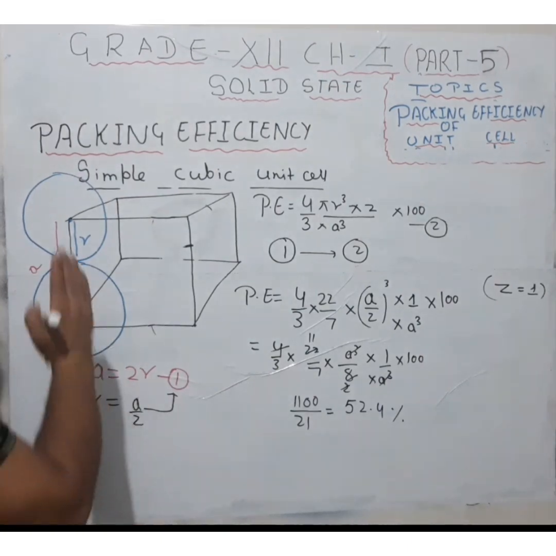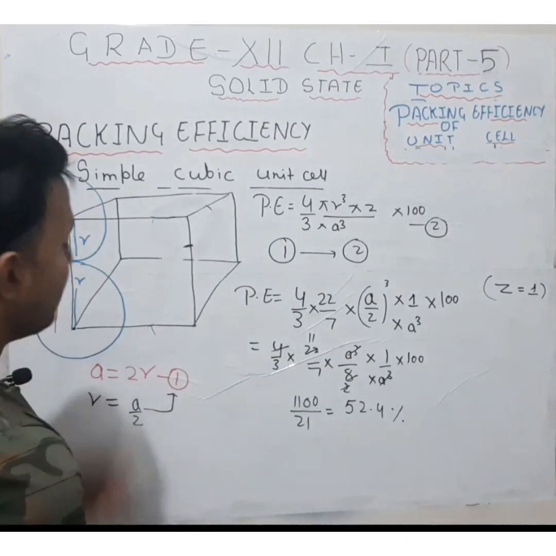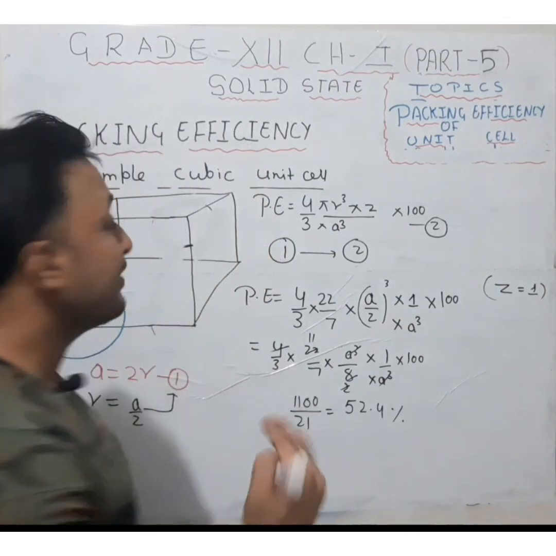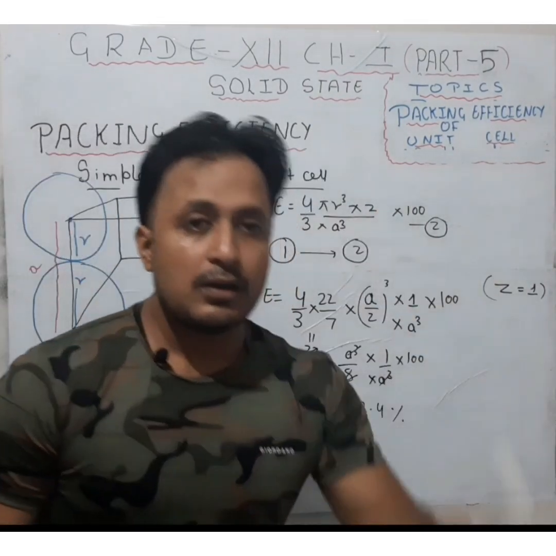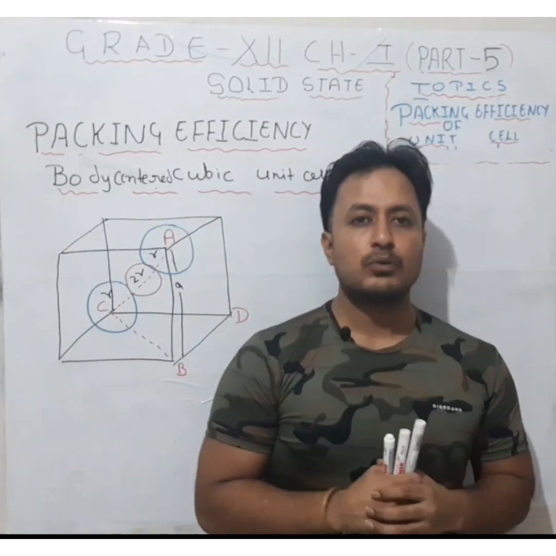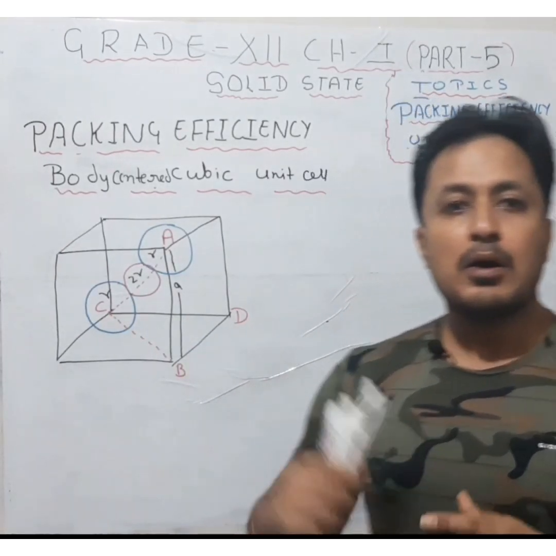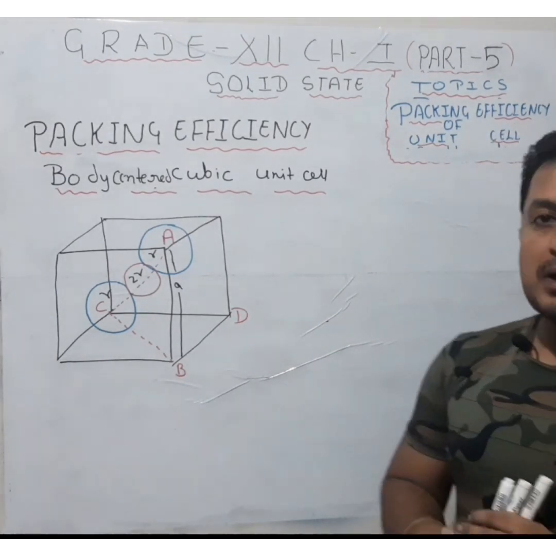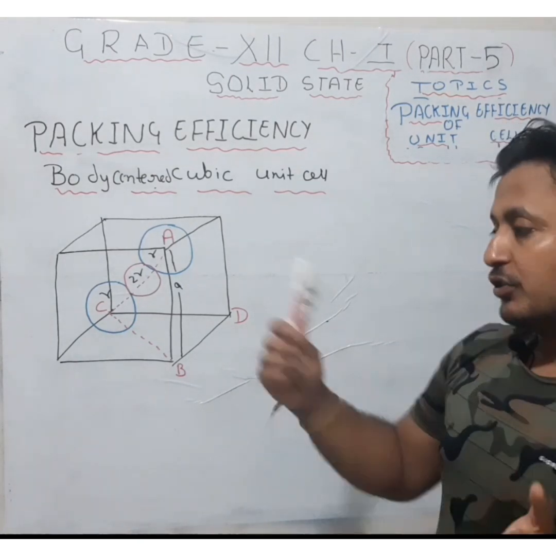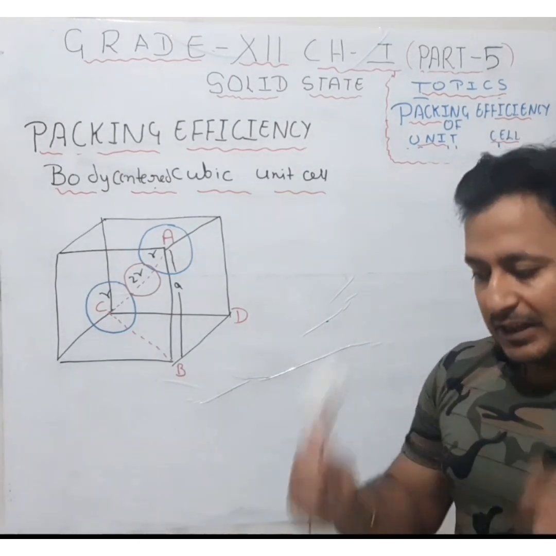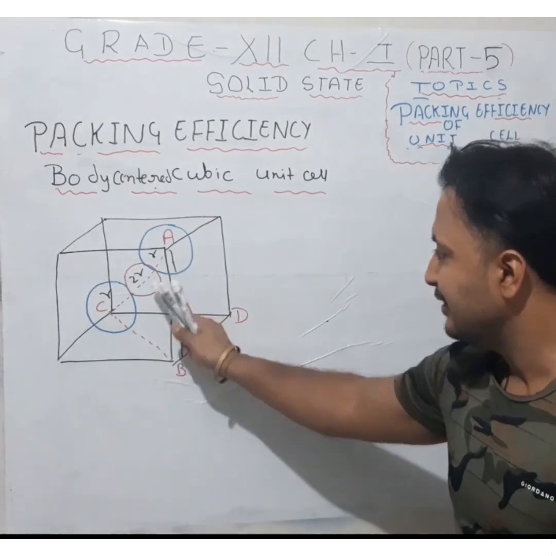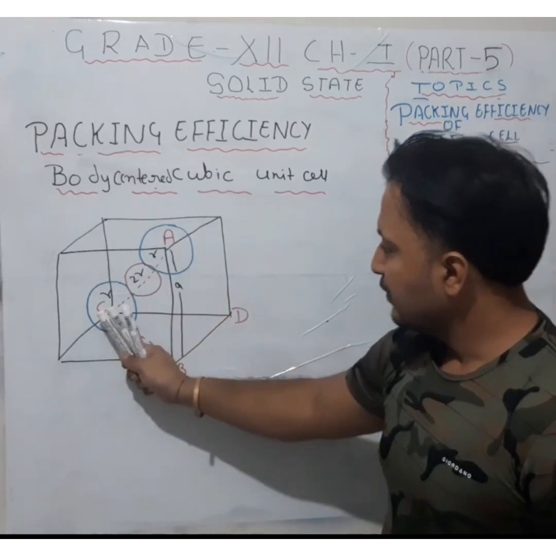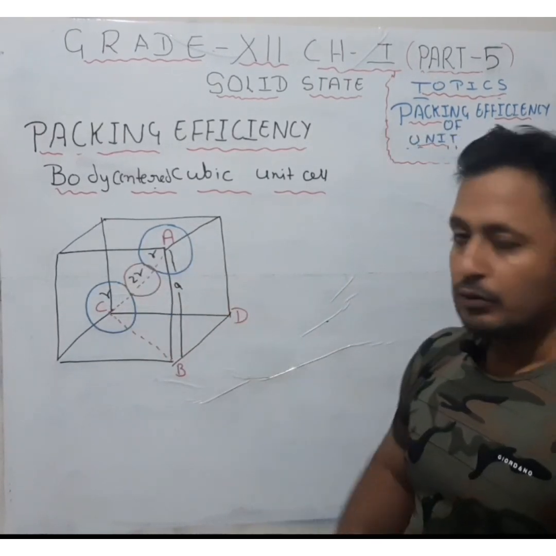So it's easy. Every time you have to find the relationship between the radius of the sphere and the edge length. Now we are going to calculate the packing efficiency of the next type of unit cell, the body centered cubic unit cell. Students, a body centered cubic unit cell, if you remember, is a type of unit cell where the constituent particles are occupying the corner positions, as well as one of the constituent particles being present in the center of the unit cell. If you can see, this is a unit cell where corner particles are there, but one of the particles is present in the center of the unit cell.